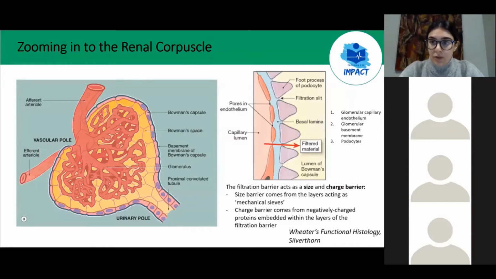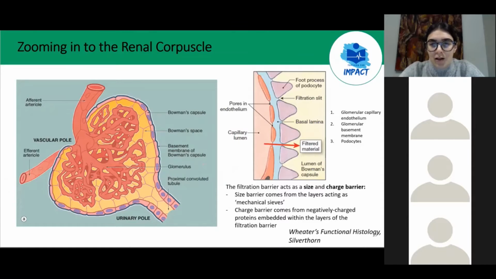Okay, so to understand renal filtration, we need to zoom in a little bit into our renal corpuscle. We've gone over a little bit of this already. So we know we have our afferent arteriole coming in through here. We have all of our glomerulus here tangled up in a nice little tuft. And then we have our efferent arteriole exiting after that. And this yellow space here is the Bowman's capsule.